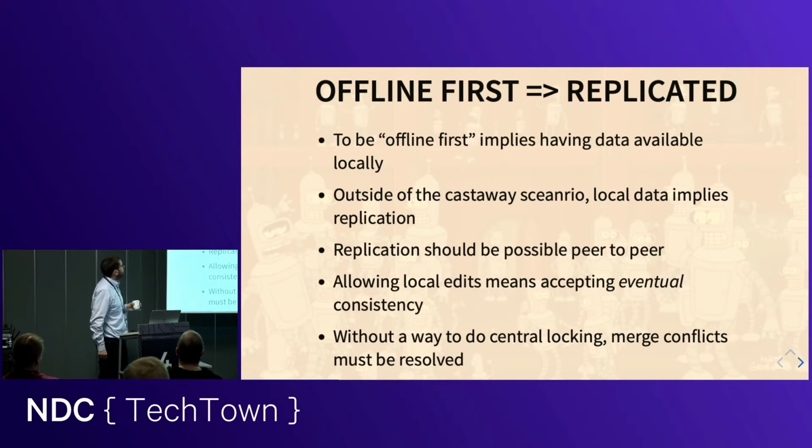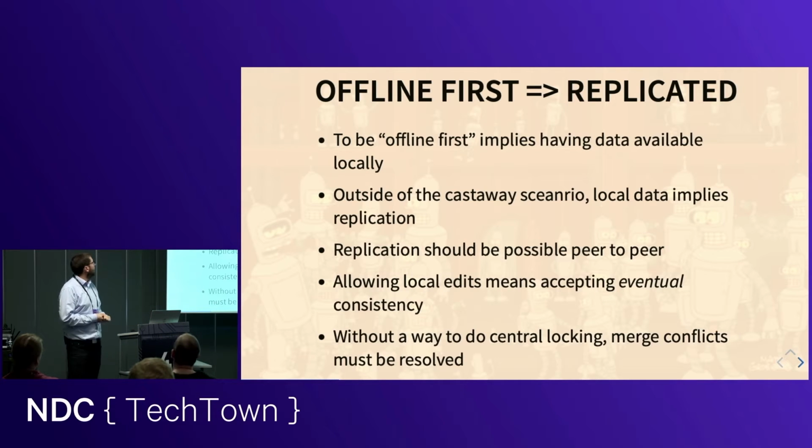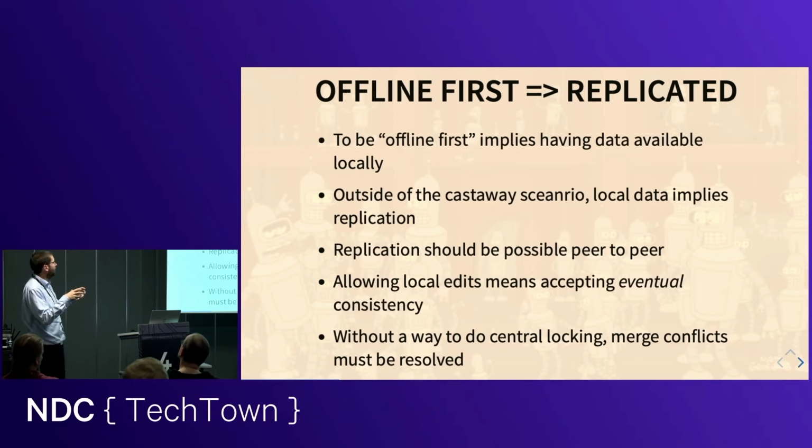So, going back to this offline first, what it implies is replication, I think. In any sense of the way, if you're going to be offline first, you're going to have your data locally. It must be available where you are. It could be inside your specific tablet, or it could be a network resource that you have available inside your car or inside your boat or wherever you are. But you need some kind of local data system.